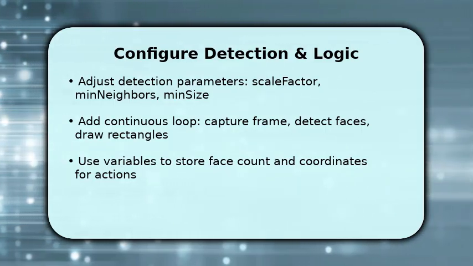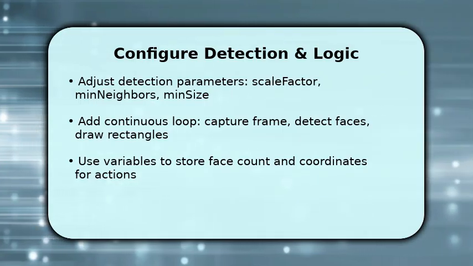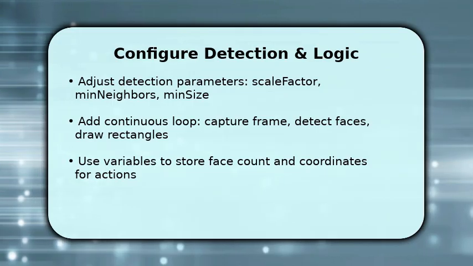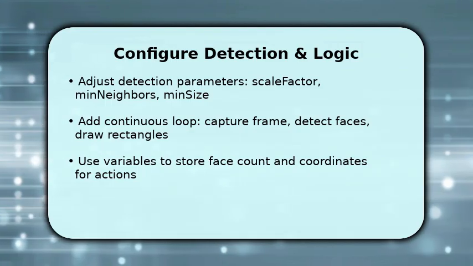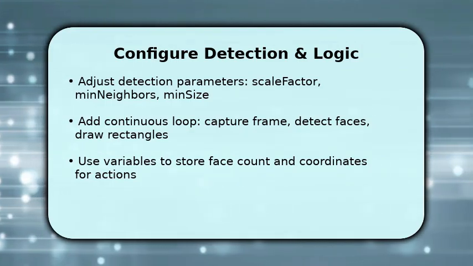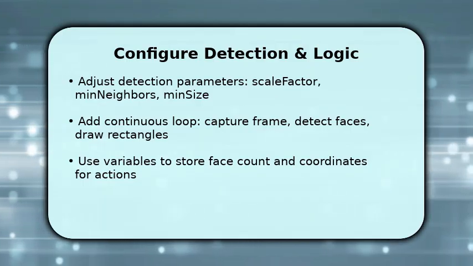Then create a loop that captures each frame, runs detect faces, and iterates results to draw bounding boxes and extract X, Y, width, height. Make variables for face count and face index. Update them each frame so other scripts can react. Also add smoothing or debounce logic if boxes flicker, which stabilizes them.